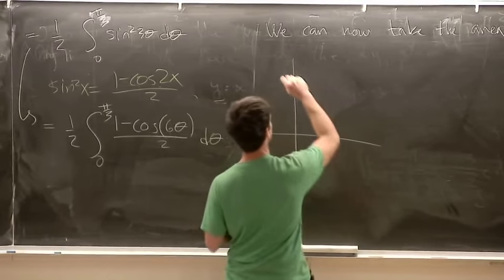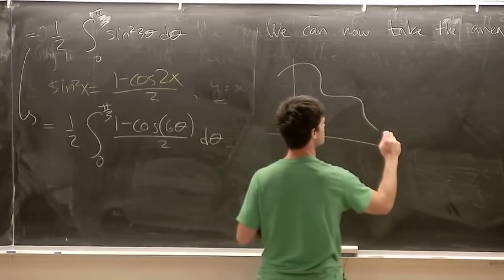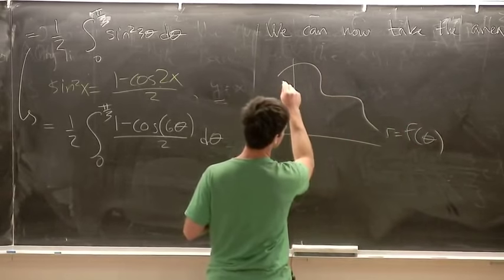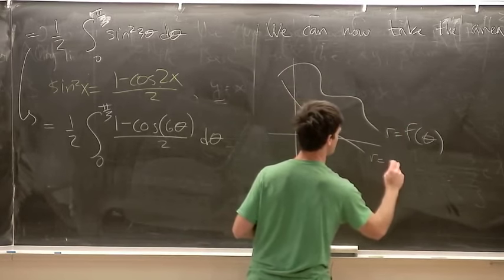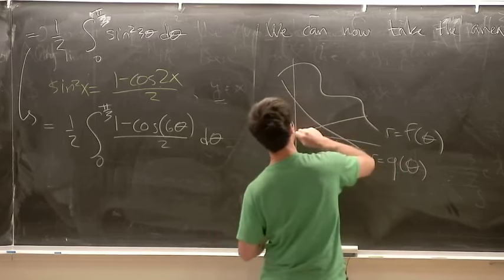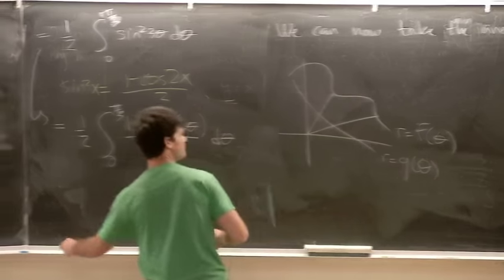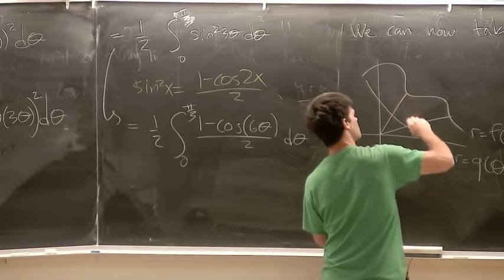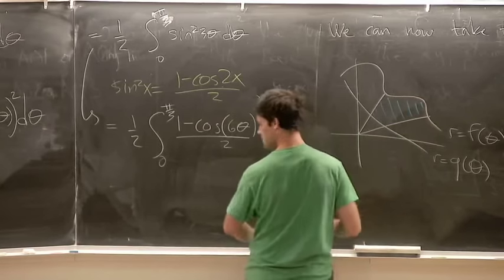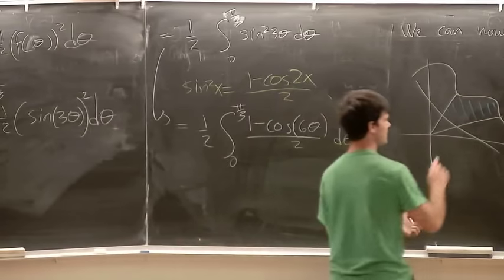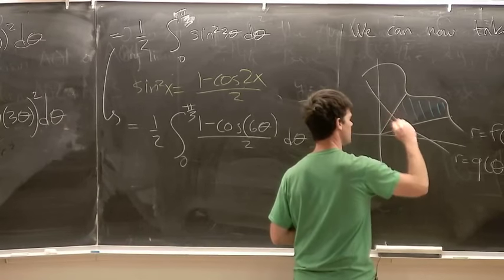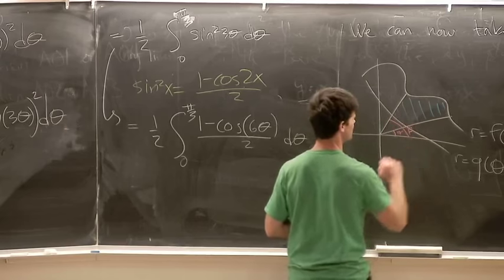This will be for the situation where we've got one function of theta and some other function of theta, and I want to find this region right here, where, say, this is angle alpha and this is angle beta.